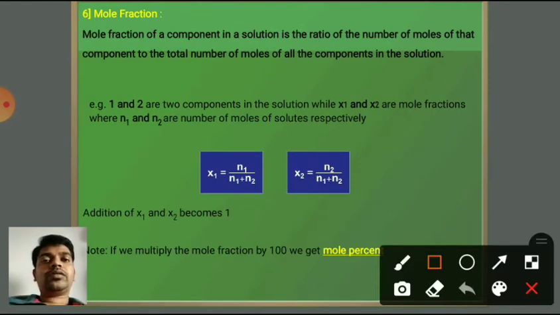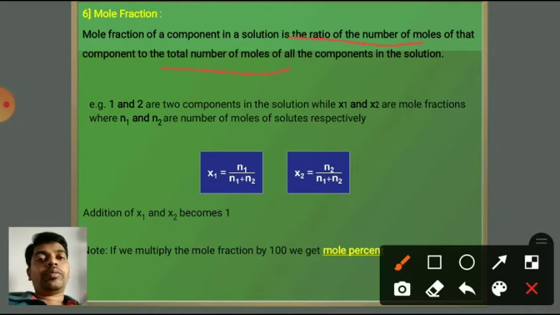Next expression for the concentration is mole fraction. The mole fraction of a component in a solution is the ratio of the number of moles of that particular component to the total number of moles of all the components in the solution. So this is a mole fraction.